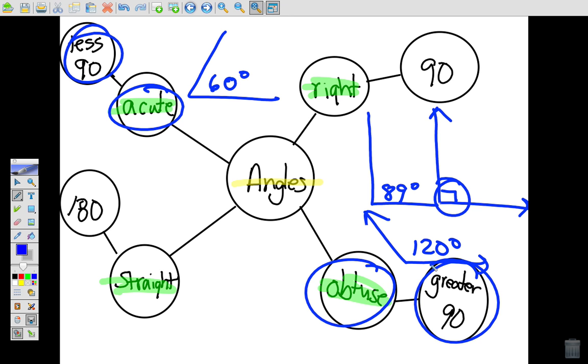And finally, the 4th type of angle is a straight angle. A straight angle actually is a straight line.